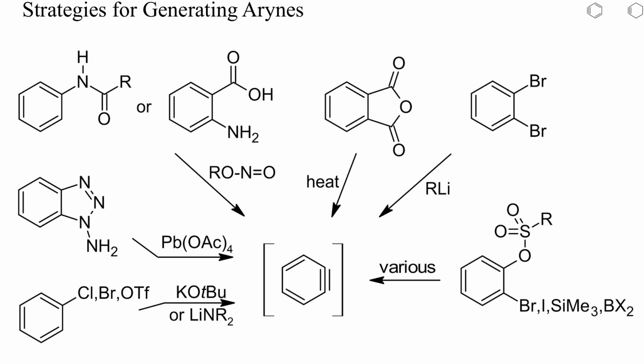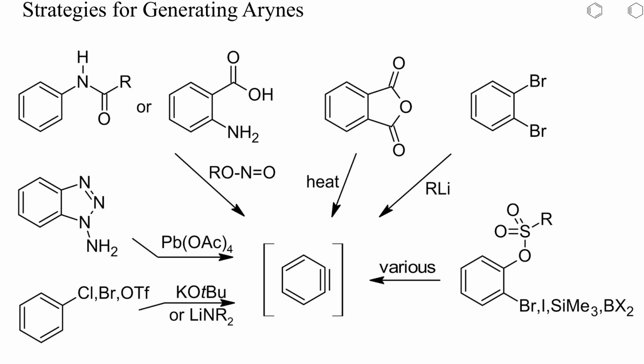Arynes were first proposed as intermediates to explain strange regioselectivities of aromatic nucleophilic substitutions. Starting at the lower left corner of this scheme, when aryl halides or sulfonates are treated with strong bases, beta elimination can occur and nucleophiles can add to arynes at two different positions.